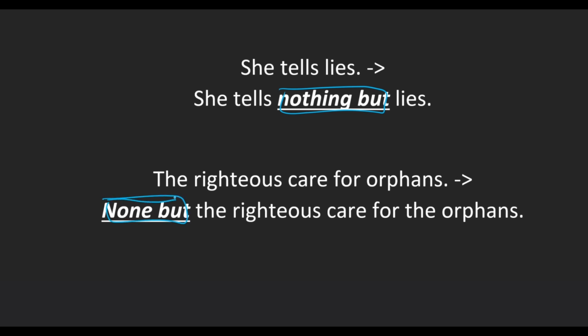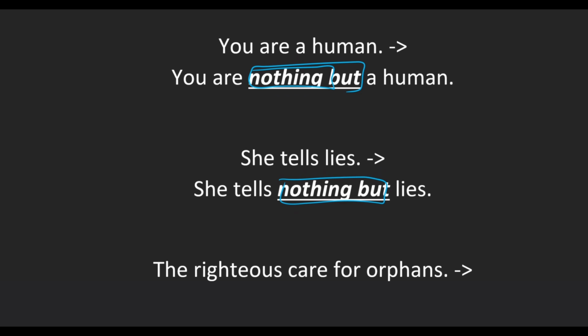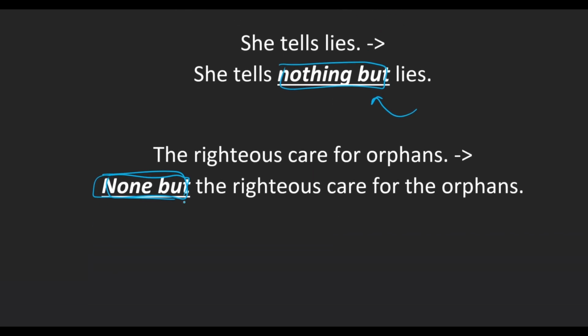So the template that we're going to be looking at in this lesson is an add-on onto a sentence structure that we already know. So "you are humans," or "you are a human," that's a normal is sentence. "She tells lies," that's a normal action sentence. And "the righteous care for orphans" is a normal action sentence, but we just added something to it, which is the "nothing but." And so that's what we're going to be looking at: how to add the meaning of "nothing but" or "only" to an Arabic sentence. Same as in English, in Arabic we're just going to be adding it to a normal is sentence or action sentence.